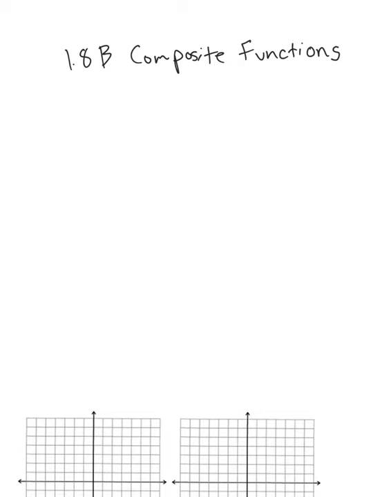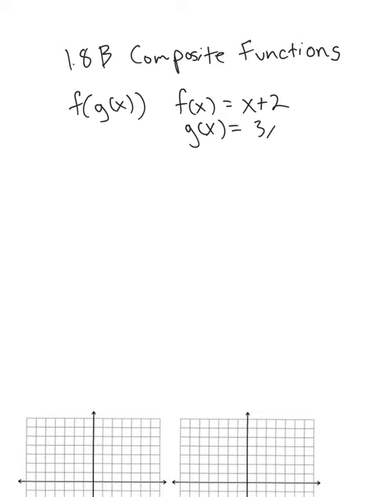So as we know from yesterday, if we have f of g of x, we are just putting whatever is g of x into f of x. Let's give f of x a function. Let's say f of x equals x plus 2, and let's say g of x equals 3x squared.